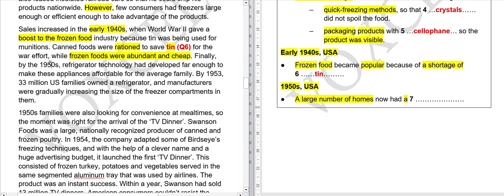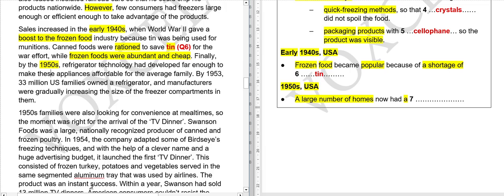Finally, by the 1950s, refrigerator technology had developed far enough to make these appliances affordable for the average family. By 1953, 33 million US families owned a refrigerator, and manufacturers were gradually increasing the size of the freezer compartments in them. So I'm again going to give you 5 seconds to identify the answer. If you haven't identified it yet, time starts now. Time's up.